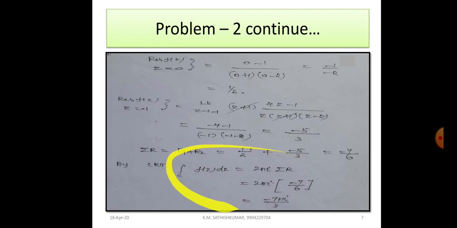So substituting in the corresponding formula, we get 2 pi i summation r. So summation r is minus 7 by 6. So substituting, we get minus 7 pi i divided by 3. That is the right solution of the corresponding problem.